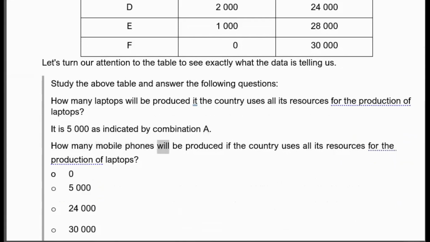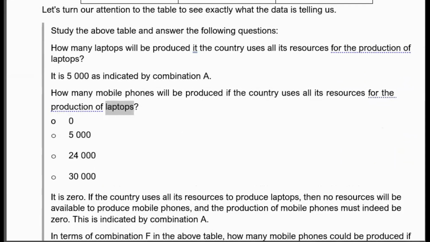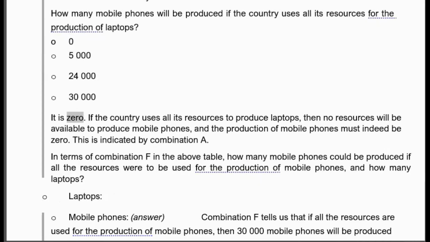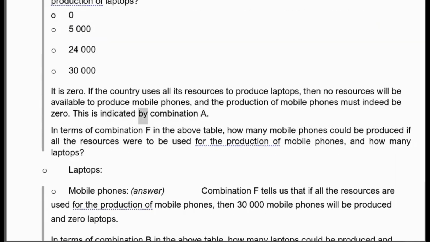How many mobile phones will be produced if the country uses all its resources for the production of laptops? 0. 5,000. 24,000. 30,000. It is 0. If the country uses all its resources to produce laptops, then no resources will be available to produce mobile phones, and the production of mobile phones must indeed be 0. This is indicated by combination A.